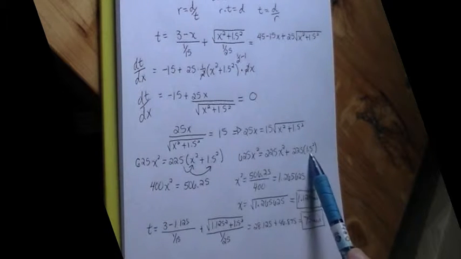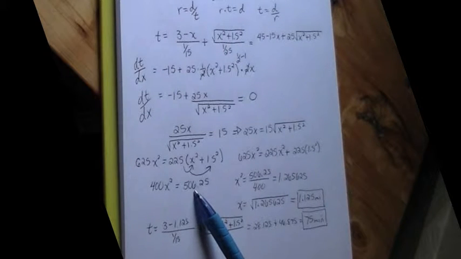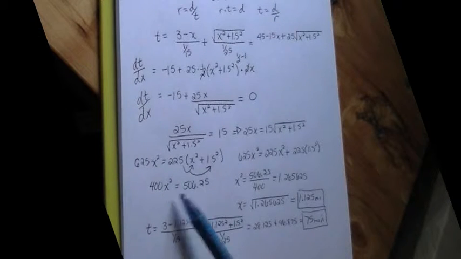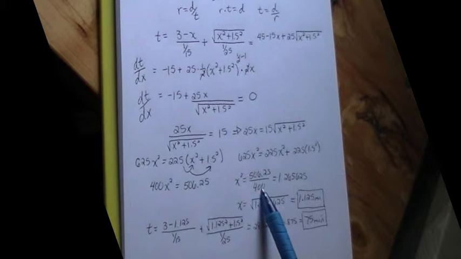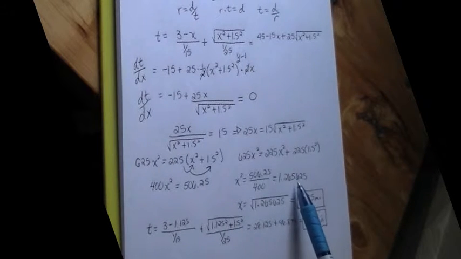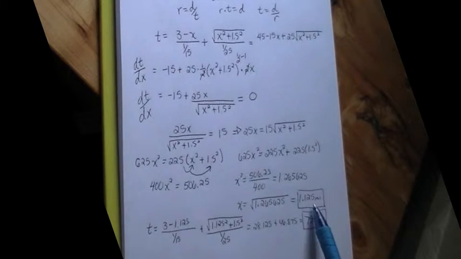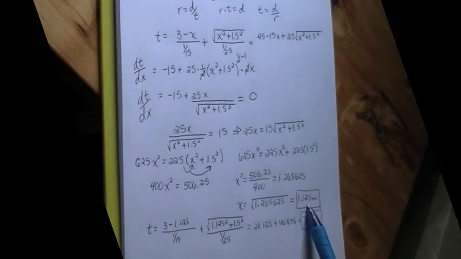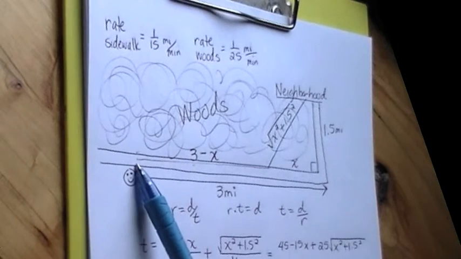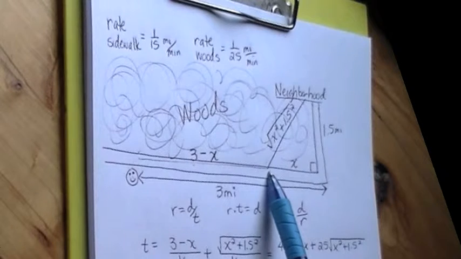And 225 times 1.5 squared is equal to 506.25. I'm still trying to solve for x, so I want to divide by the 400. That gives me x squared is equal to 1.25625. That's x squared, so x will be the square root of that, and it turns out to be 1.125 miles.